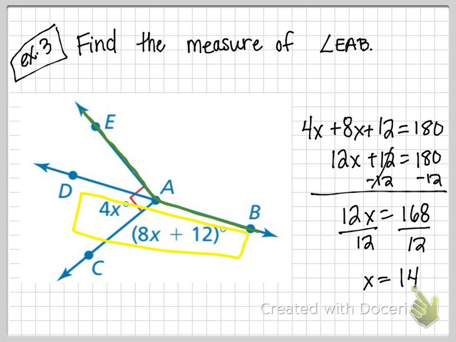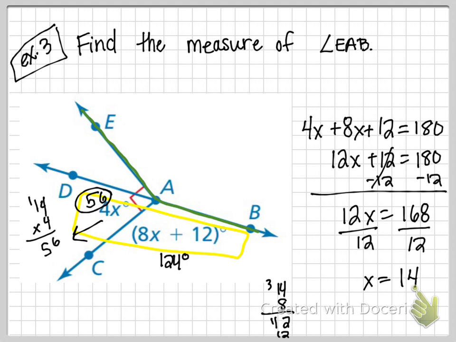Okay, from here, now we've got to kind of go back and plug in what we know. 4x is going to be how many degrees? It's going to be 4 times 14, so that's 14 times 4, which is 56. So this is 56 degrees right here. And then our other angle is going to be 8 times 14. 112 plus 12. So 124 degrees. Okay, what else do we know?